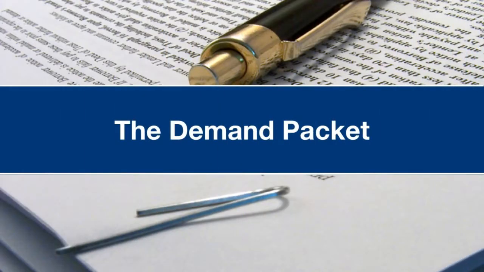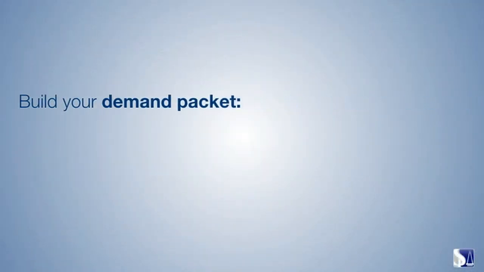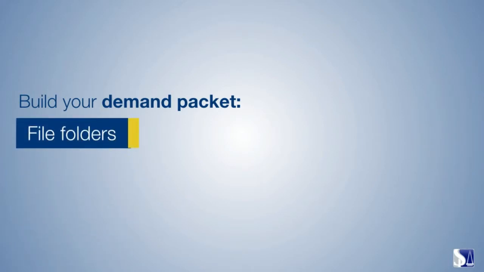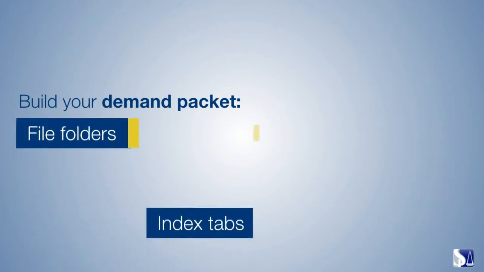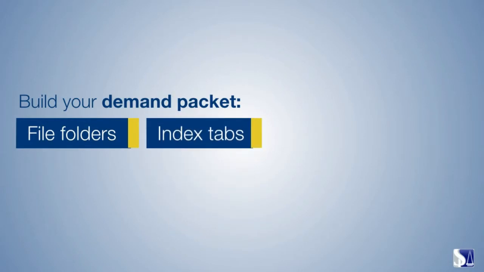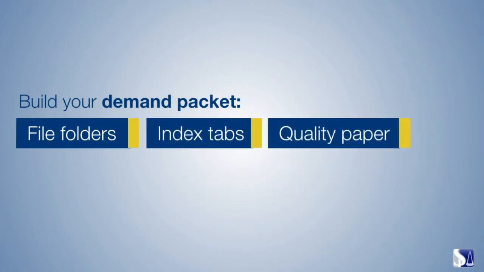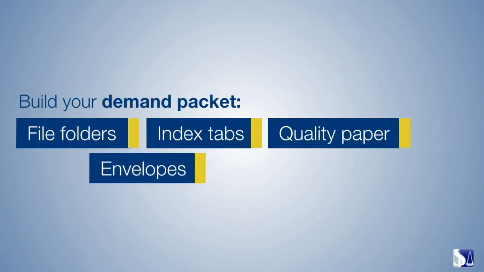The demand packet. Now that you better understand the elements of an auto accident claim, you can enter into settlement negotiations prepared. The next step is to make your initial demand to the insurance company. You will create and send an index collection of the documentation supporting your claim. Here's what you'll need to build your demand packet. File folders with pockets, 6 or 7 index tabs, good quality 8.5 by 11 inch paper, 2 9 by 12 inch envelopes, and some postage.